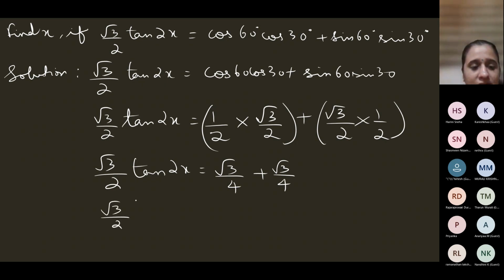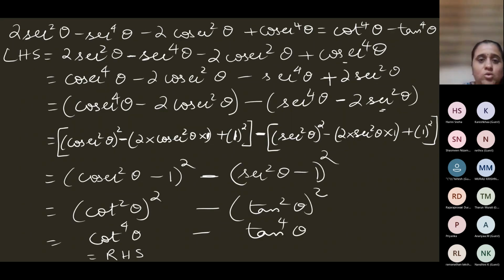So root 3 by 2 tan 2x is equal to, what is root 3 by 4 plus root 3 by 4? What's the answer? 2 root 3 by 4. Very good, Kanishka. Root 3 by 4 plus root 3 by 4: when you take the LCM, 4 is the common denominator. What will you get in the numerator? Root 3 plus root 3, which is 2 root 3. So 2 root 3 by 4.